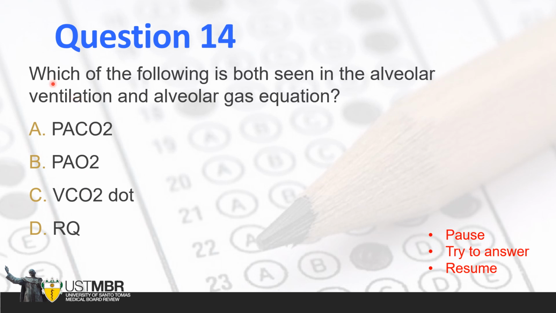Which of the following is both seen in alveolar ventilation and alveolar gas equation? A, the PaCO2. B, the PaO2. C, the carbon dioxide production. D, RQ. I want you to pause, try to answer, then we're going to resume.